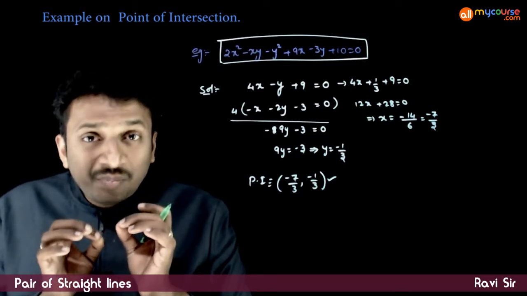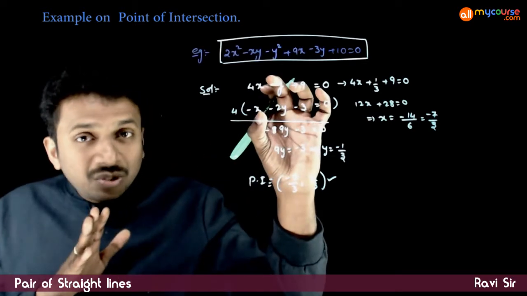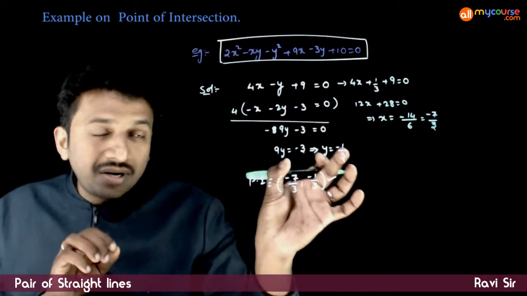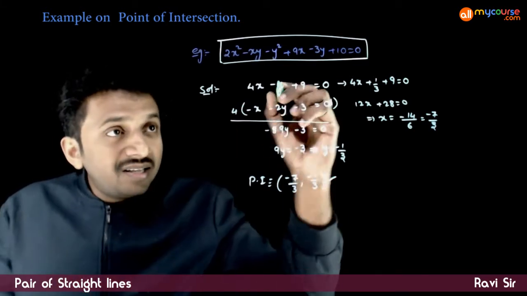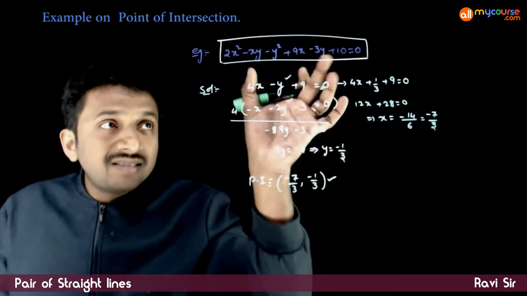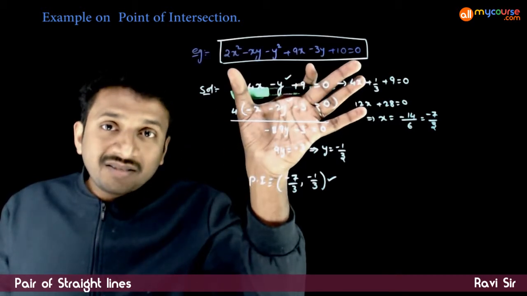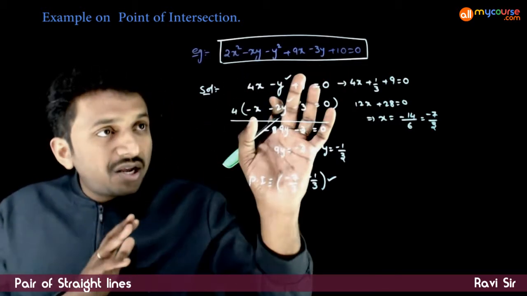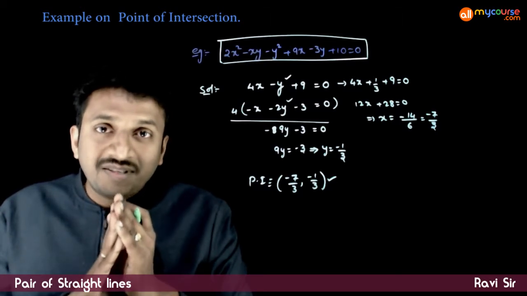But the important thing that you need to understand is, by solving these two line equations, you are getting the point of intersection. But don't get confused that these represent the lines that make this equation. No. If you factorize this, you get some other lines. These are not the lines which make up this equation. Please keep this in mind.